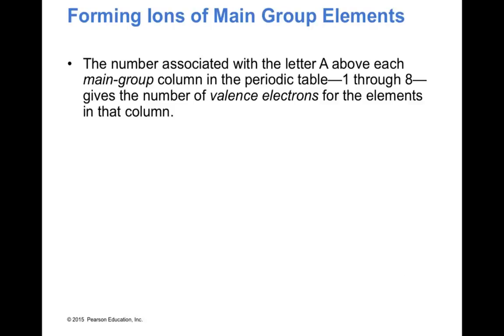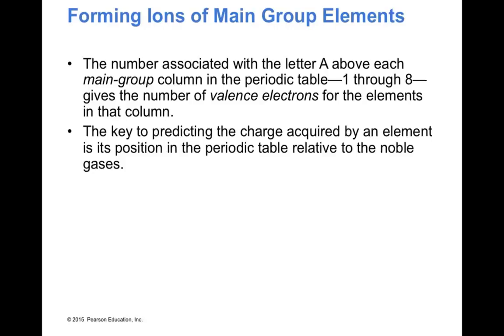The number associated with the letter A above each main group column in the periodic table, 1 through 8, gives the number of valence electrons for the elements in that column. Those valence electrons are the most exposed electrons on an atom. They are the ones that you can share or add more electrons to in that area. So they're called the valence electrons.